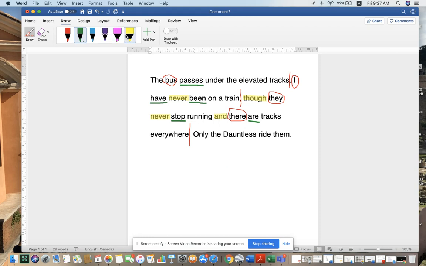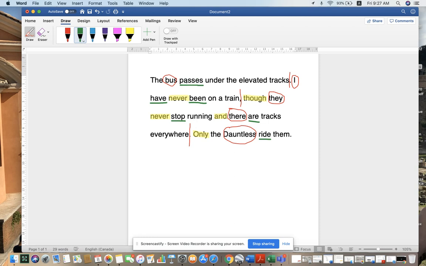And then we have the last sentence, which starts with an adverb only, subject, dauntless, and predicate, ride. Okay. So just looking at subject and predicate, we managed to find one, two, three, four, five ideas that are being expressed in three sentences. Now, let's look at the first one.